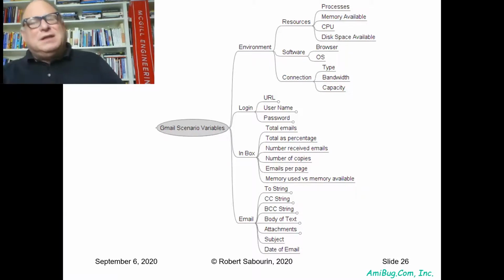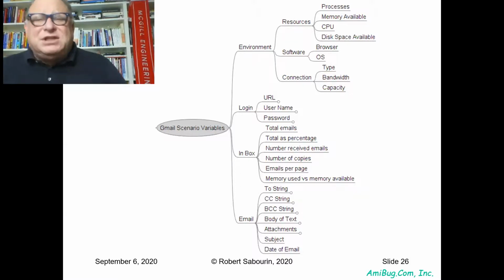Inbox. Once you're doing this test to try to send emails with image attachment, you realize the state of the inbox probably has a lot to do with the processing. And the inbox state has things like the total number of emails, the total number as a percentage, the number of received emails, number of copies. I'm not sure what that exactly refers to. I think it's copies of emails, duplicates of it. Emails per page, memory used versus memory available on the server side.